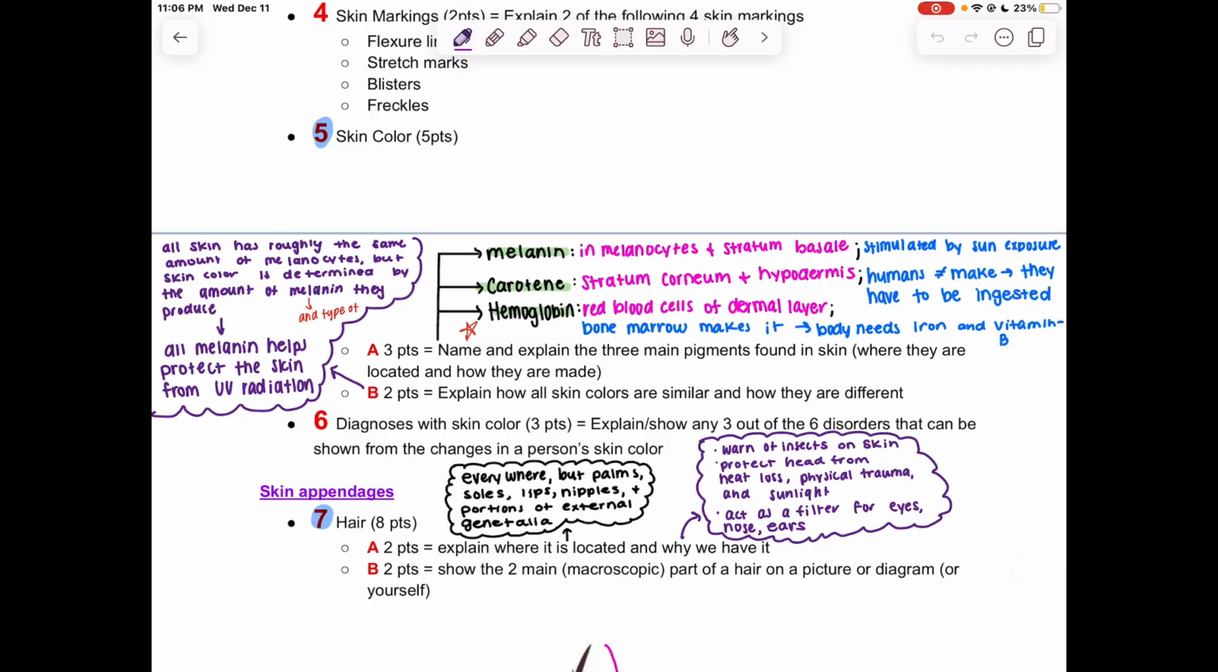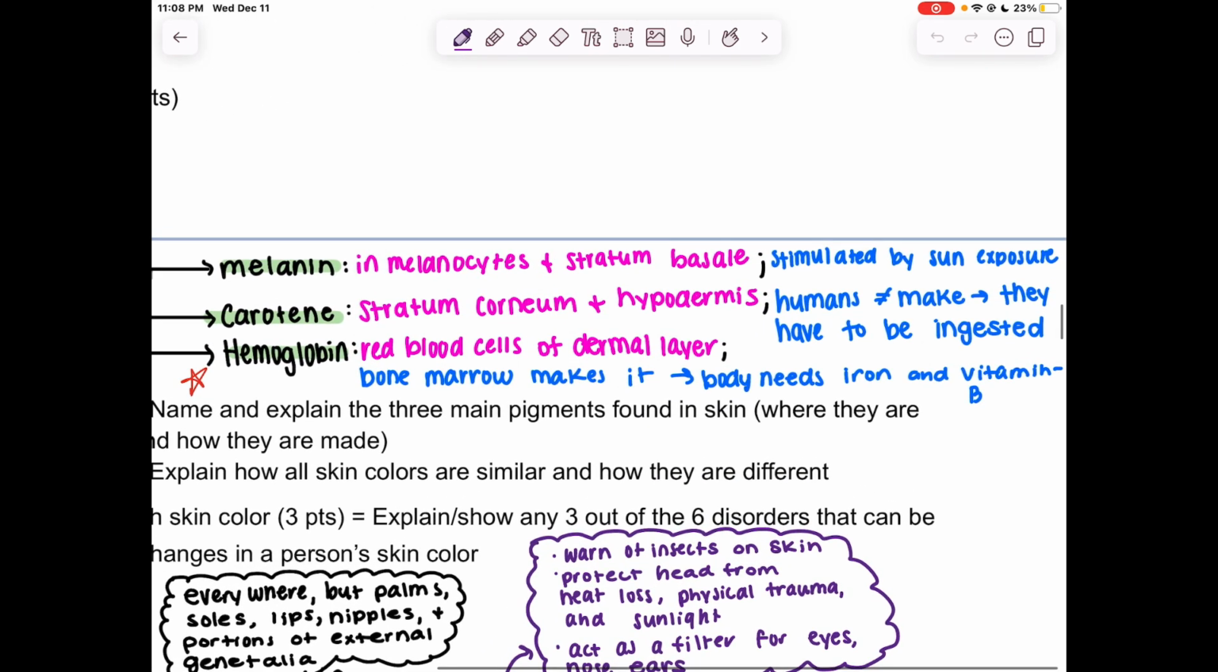The 3 main pigments are melanin, carotene, and hemoglobin. Melanin is found in melanocytes in the stratum basale, and it is stimulated by sun exposure. Carotene is in the stratum corneum and hypodermis. Humans cannot make it, so it has to be ingested. Hemoglobin is found in the red blood cells of the dermal layer, and bone marrow makes it, and the body needs iron and vitamin B to synthesize it.